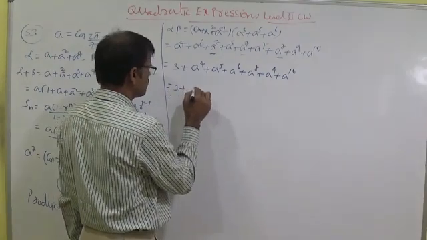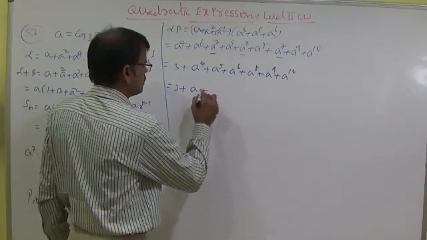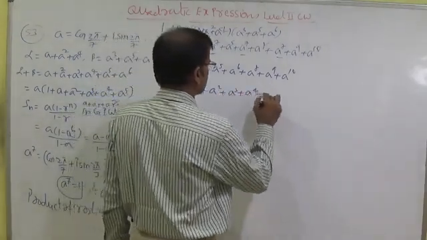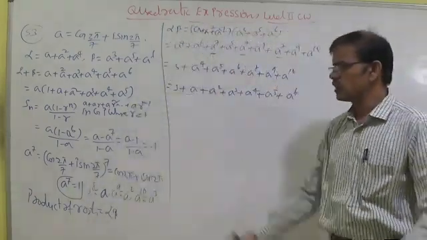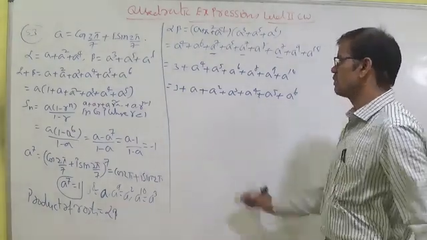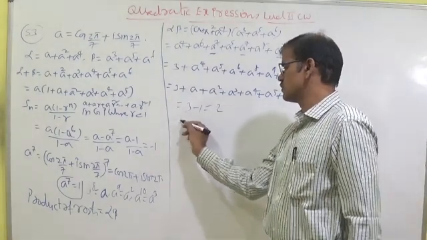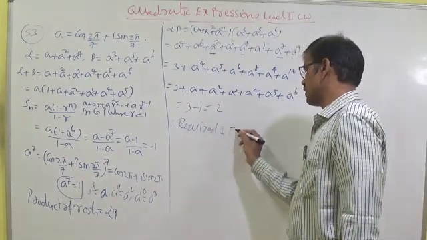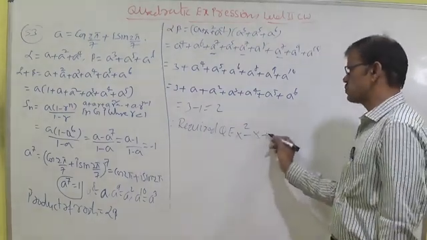That is equal to 3 plus, writing in the proper way, a power 8 is equal to a. So a plus a square plus a cube plus a power 4 plus a power 5 plus a power 6. Now we found that the sum of roots, up to a power 6, is equal to minus 1. So it becomes 3 minus 1, which is equal to 2. Therefore, the required quadratic equation is x square minus x plus 2.